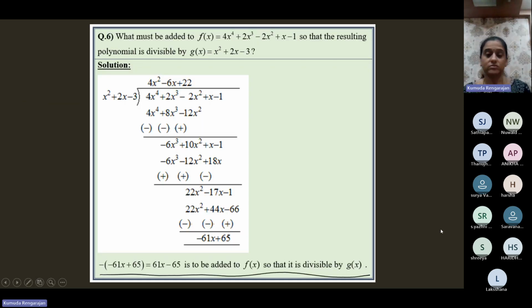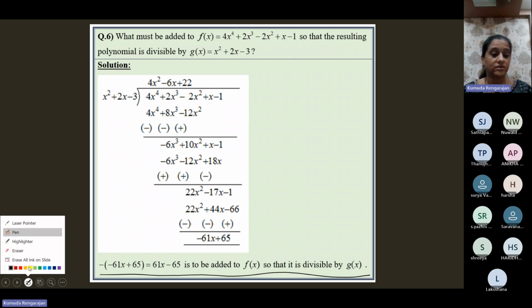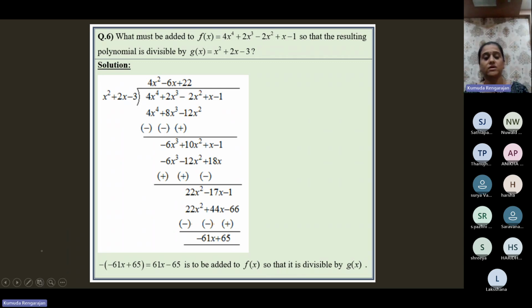Yeah, please make a note of the last line. That's the answer. So what is to be added? The negative of the remainder is to be added.